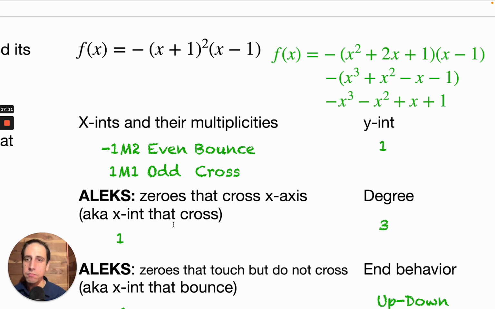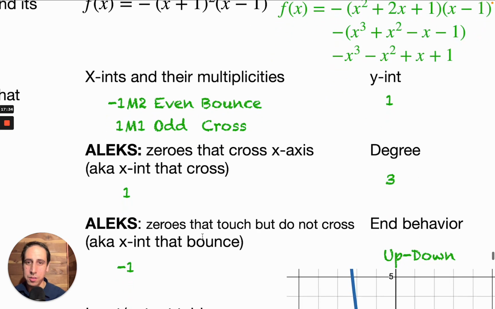form. Alex might ask, what are the zeros that cross the x-axis? The x-intercepts that cross the x-axis are going to be right here. I found it already. So we're looking at this 1. The x-intercept is 1 that crosses the x-axis.